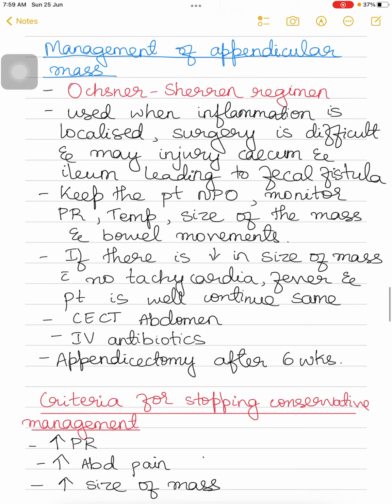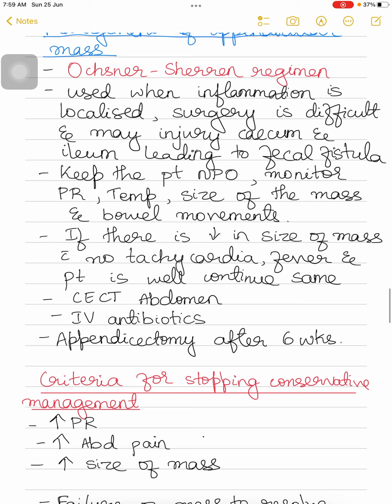It is used when the inflammation is localized and the surgery is difficult, as it can injure the cecum and the ileal loops and may lead to fecal fistula. So keep the patient nil per oral, monitor pulse rate and temperature every fourth hourly, and monitor the size of the mass and the bowel movements.